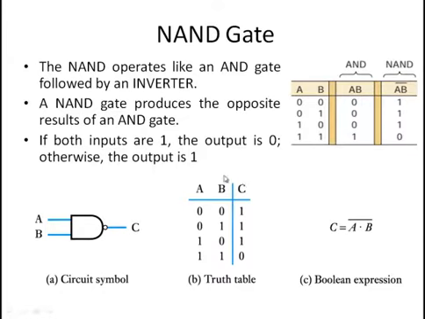Now a conclusive remark from this: if both the inputs are 1, then the output is 0, otherwise the output is 1.